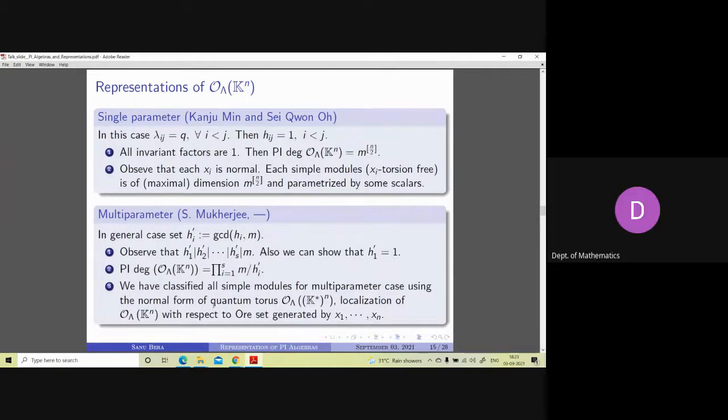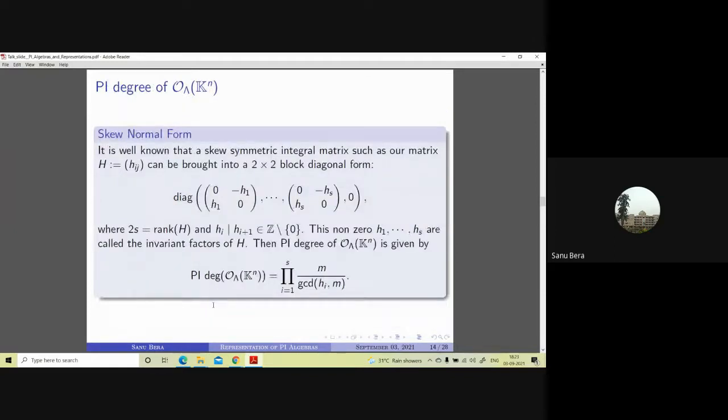So this is your result? No, that is simply calculated, but I have seen that it appeared in some thesis. That is not much difficult to prove. From this diagonal expression, to prove that the PI degree is this is not much difficult. Just calculate the image suitably.